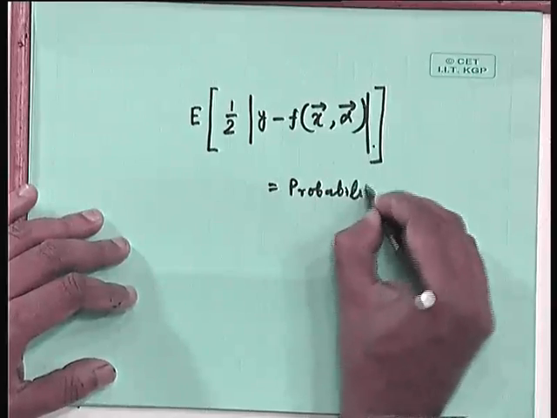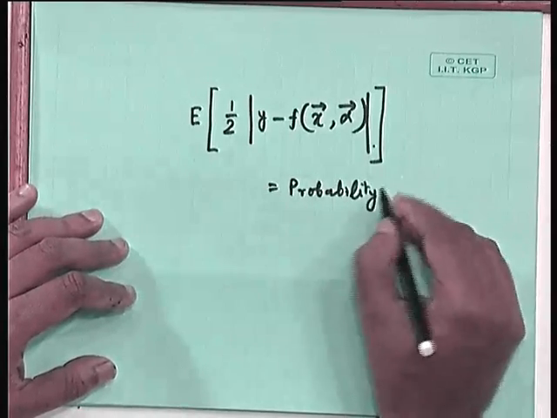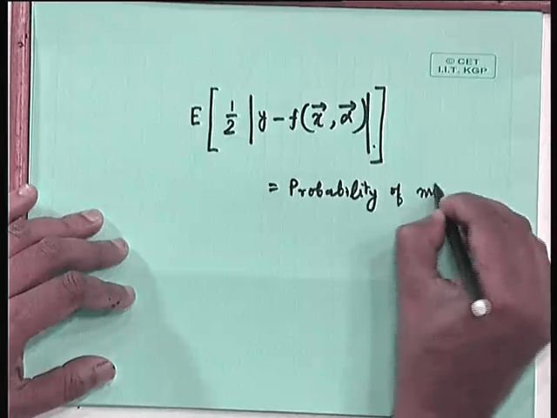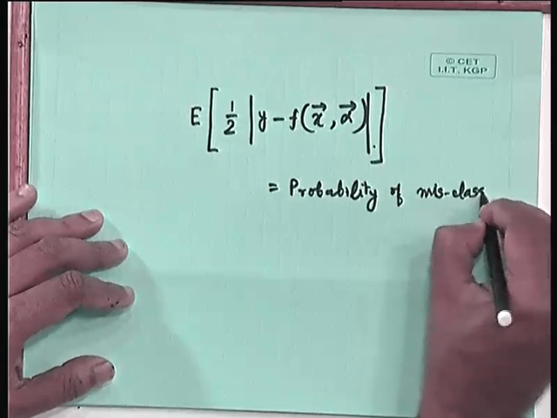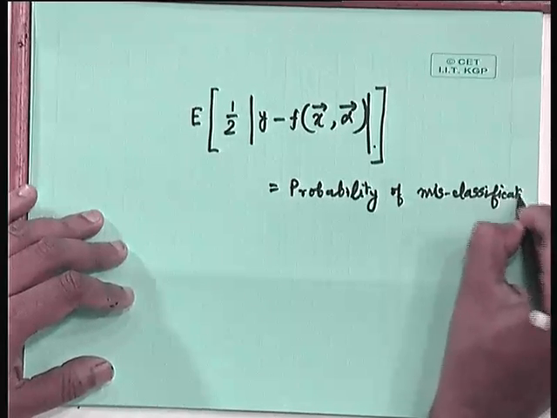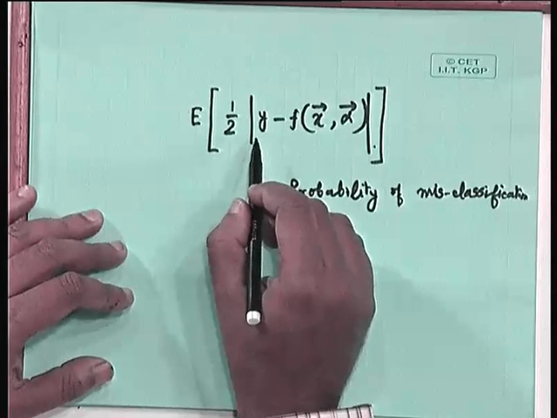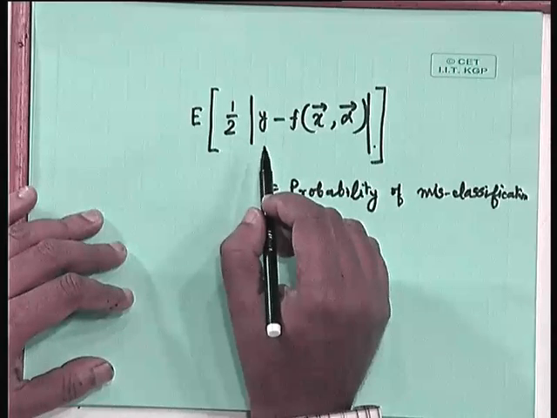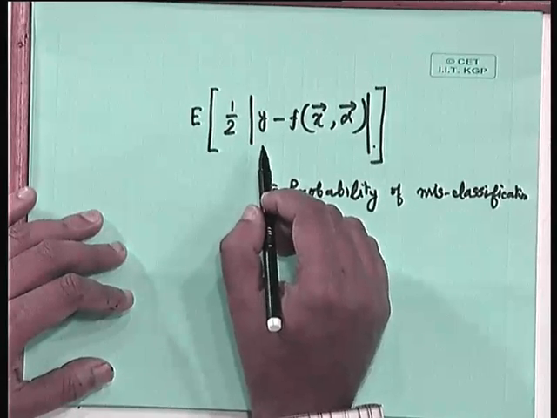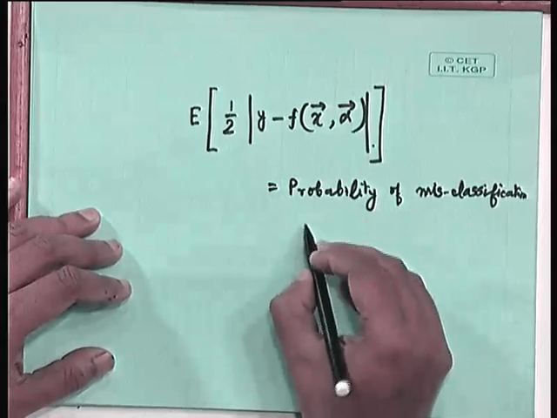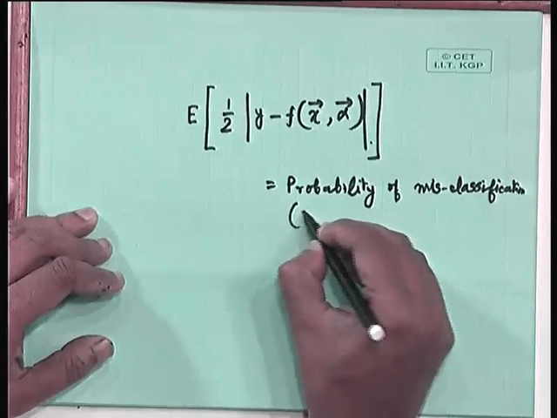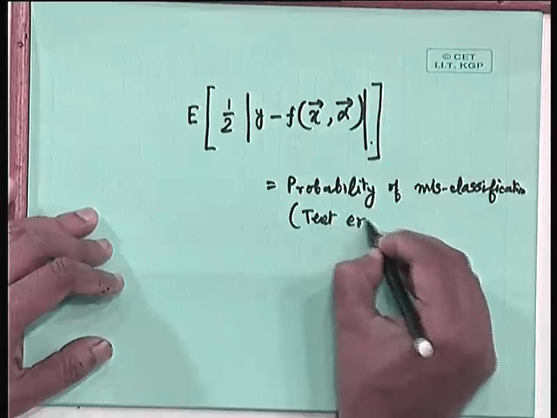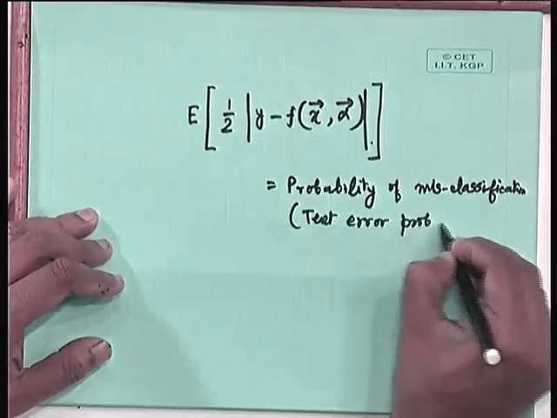By taking the simplest assumption of plus 1, minus 1 categorization, we can indicate that the expectation of this quantity is a probability of misclassification for the test patterns. You see here I have purposely indicated this to be y. I did not put any yk. I did not put any training pattern. I assumed that y is a test pattern. So, it is a probability of misclassification, or you can also call it a test error probability.